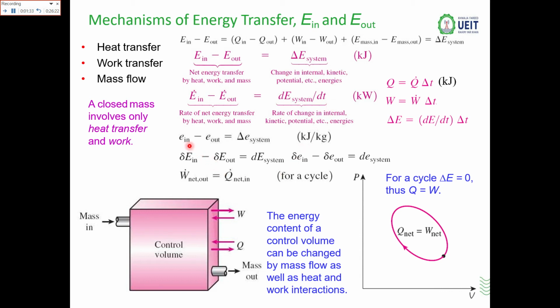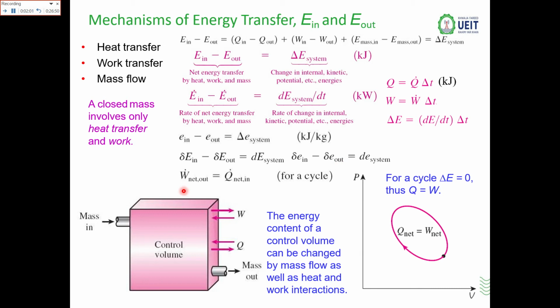Now E in minus E out, that is basically the energy per unit mass, is equal to delta E of the system. Now when the change is very small, curly E in minus curly E out is equal to dE of the system, the differential of the system, energy in minus energy out.